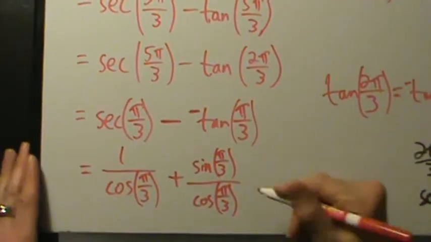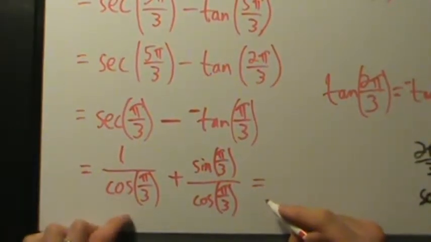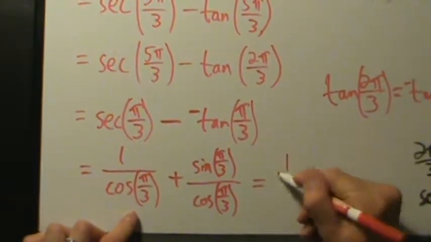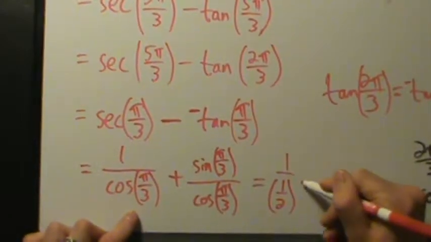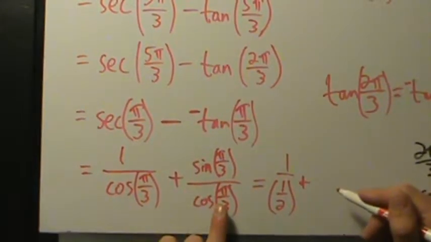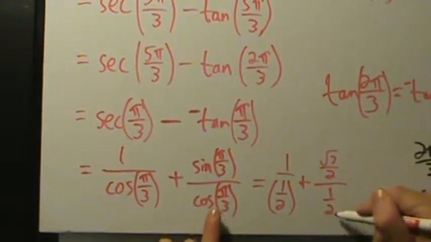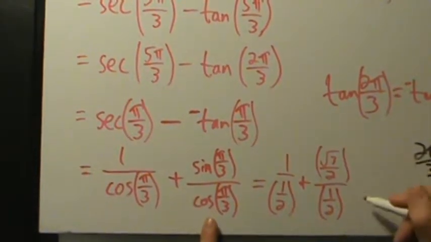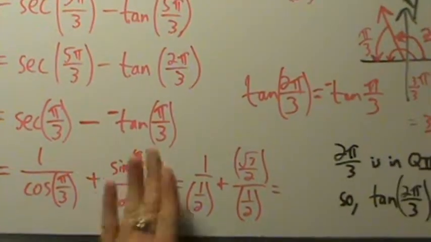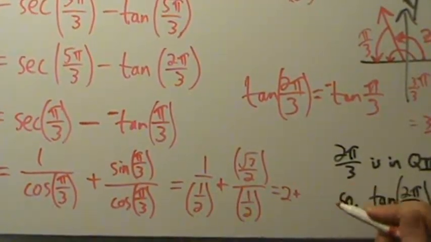Okay, so then what we have is, cosine of pi over 3 is 1/2. So this is 1 divided by 1/2, and then plus sine of pi over 3, which is root 3 over 2, also being divided by 1/2, cosine of pi over 3. Okay, so then we simplify it. 1 over a half is 2. And then what happens here?